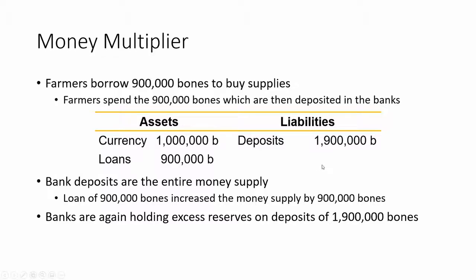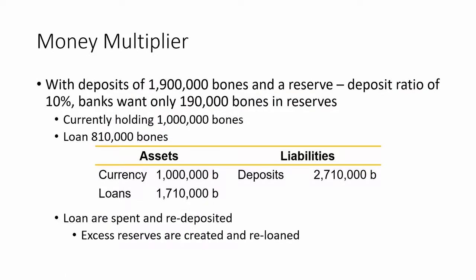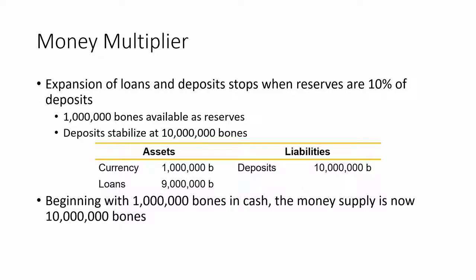We have a difference here of 900,000, right? So we can loan out 90% of this 900,000. And we'll loan out 810,000 bones, and then those again are going to be redeposited, right? So we loan out 810,000, which makes our loans back up to 1.7 million, and our deposits up to 2.7. The loans are spent and redeposited, and this can go on until we reach an equilibrium.